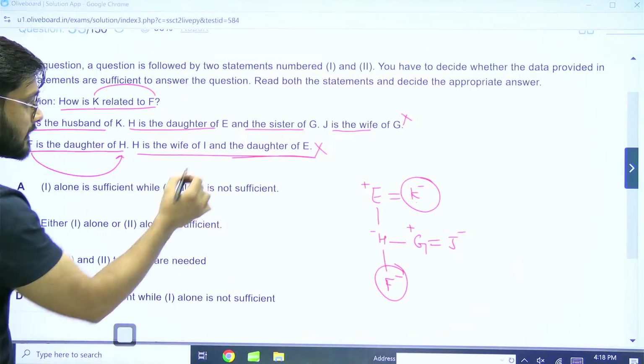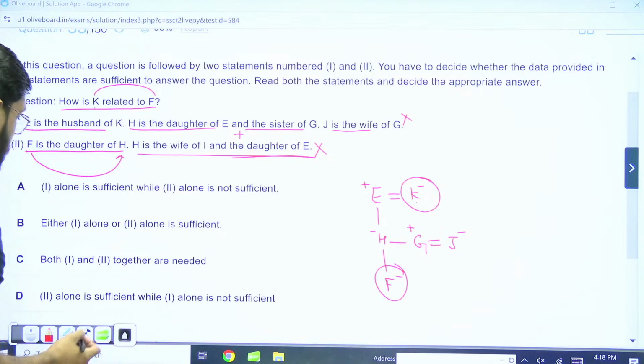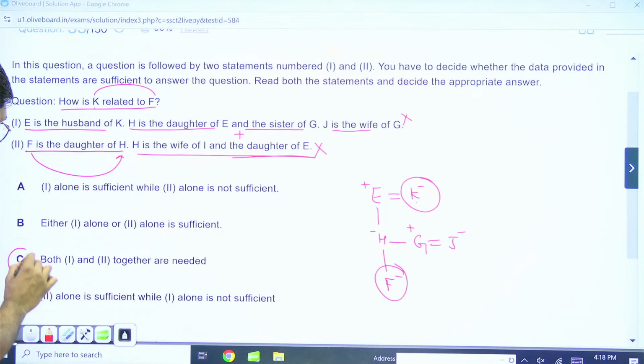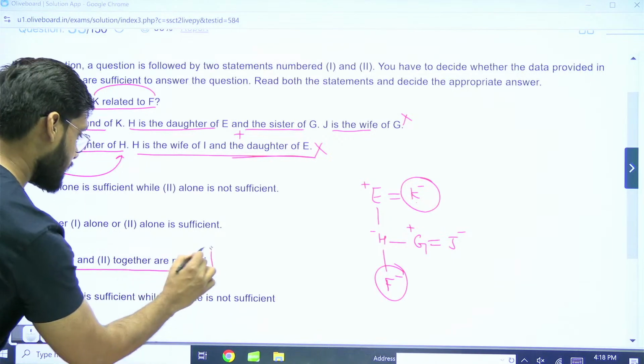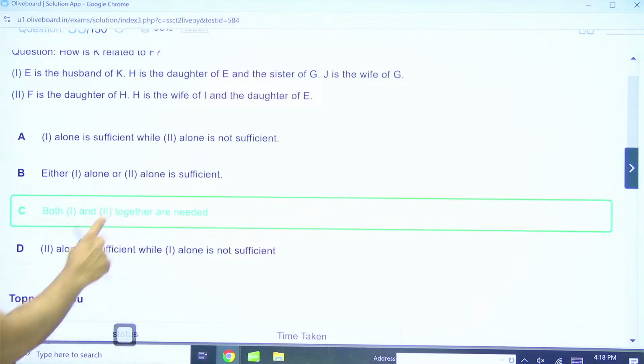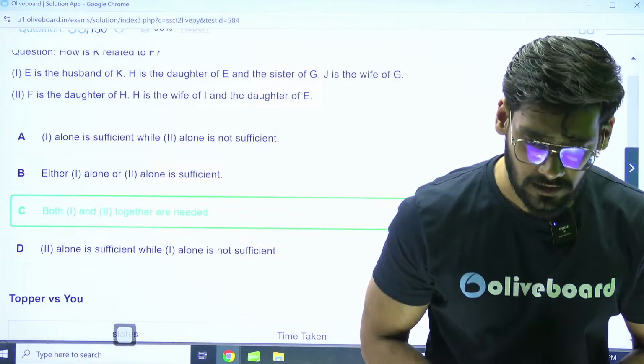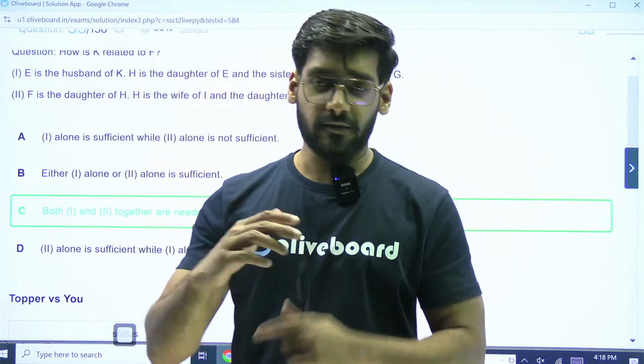So what we need? We need both the statements, 1 as well as 2. So what should be the right answer? That is option number C. Both 1 and 2 together are needed. Can I mark the C option? Let's mark the C one. Yes, C turns into green. It means we have done the right one. Okay, let's move on to the next question.